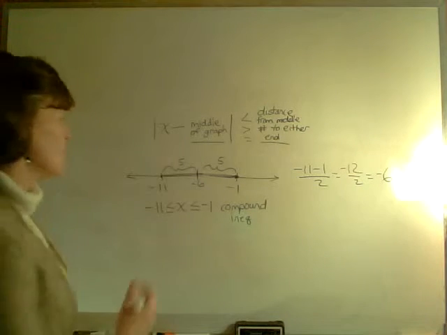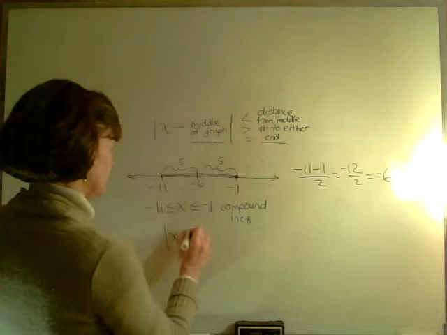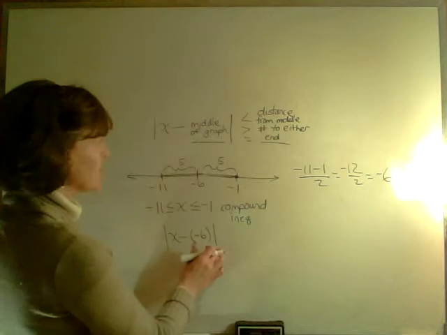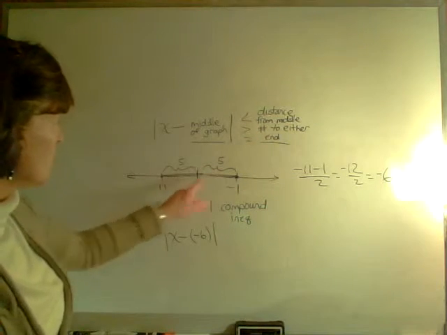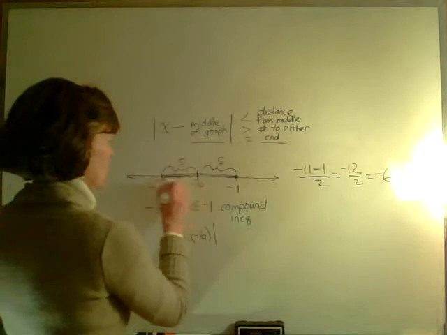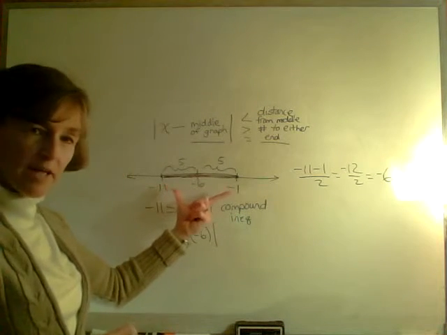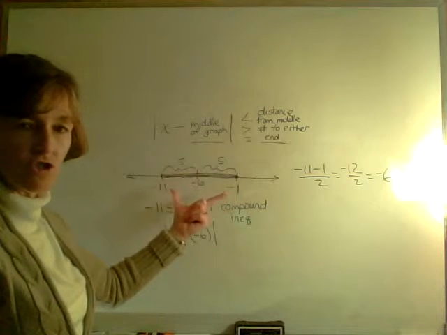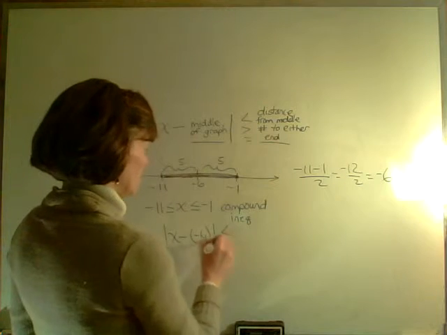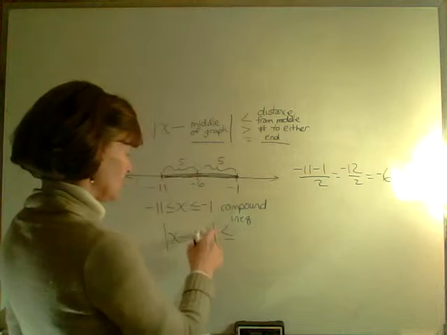So my absolute value inequality for this will be the absolute value of x minus negative 6. Now I have to pick a sign here. Well, remember, this is an and. All absolute value and graphs look like this. They're shaded between two numbers. So an and is a less than. So I pick my less than. Now since the numbers have closed circles, it's going to be less than or equal to.